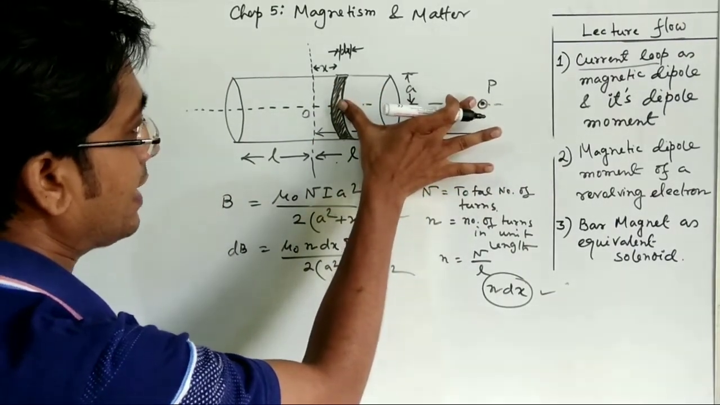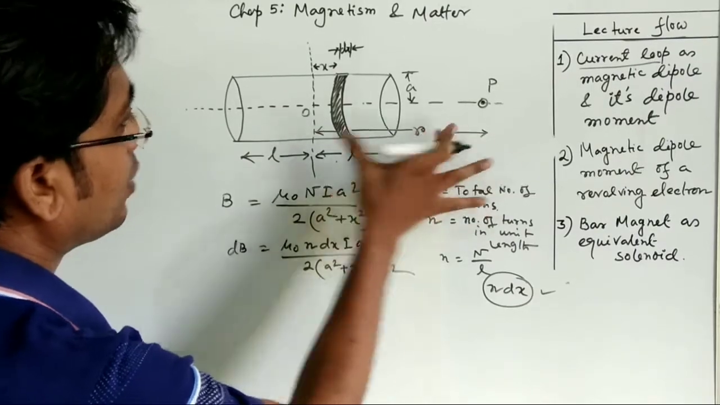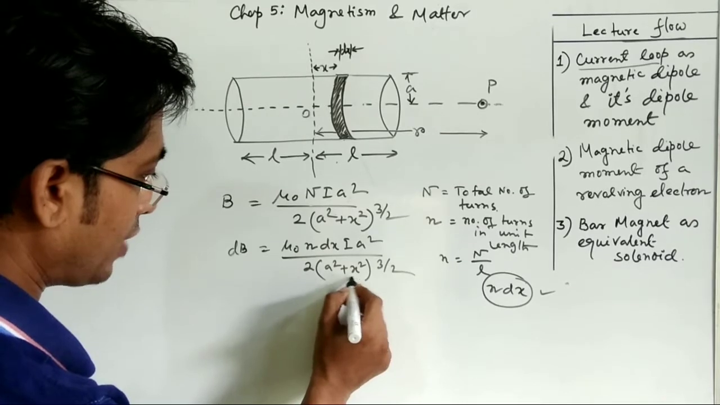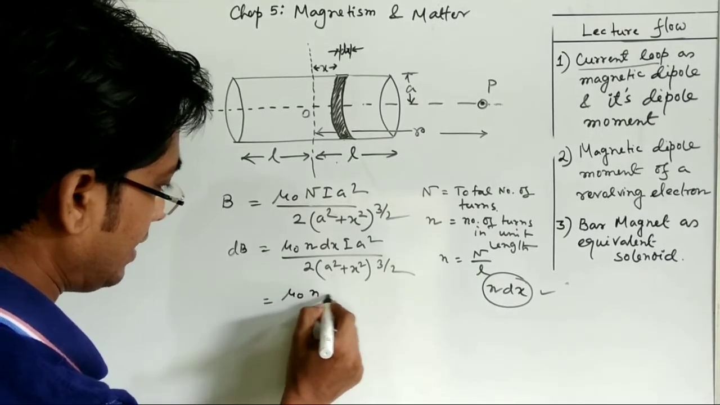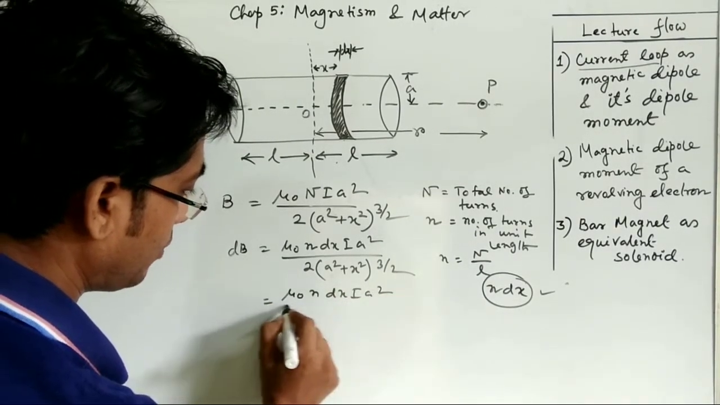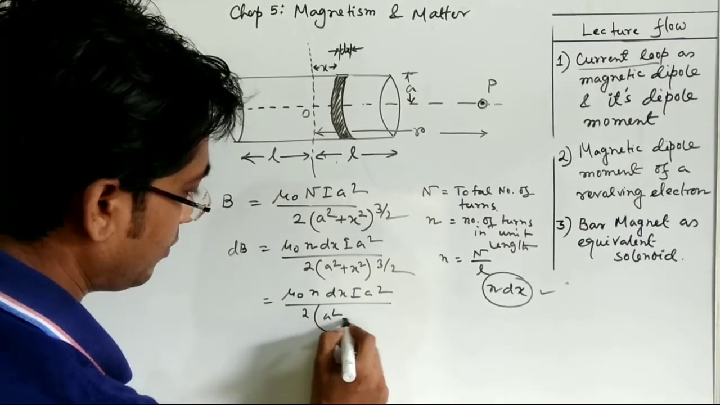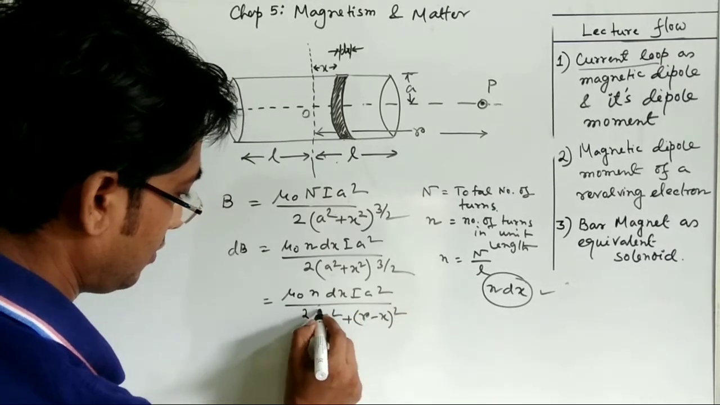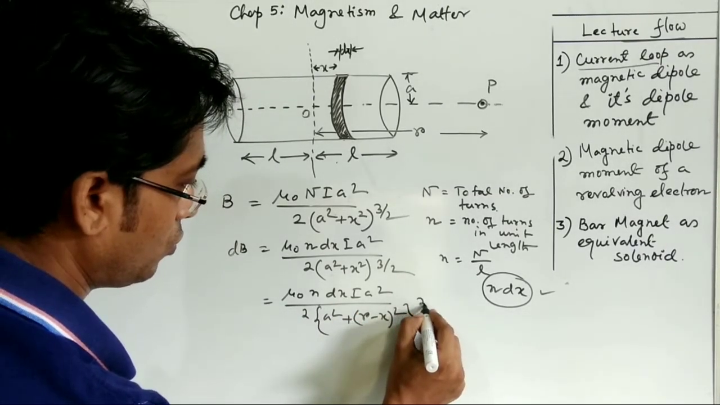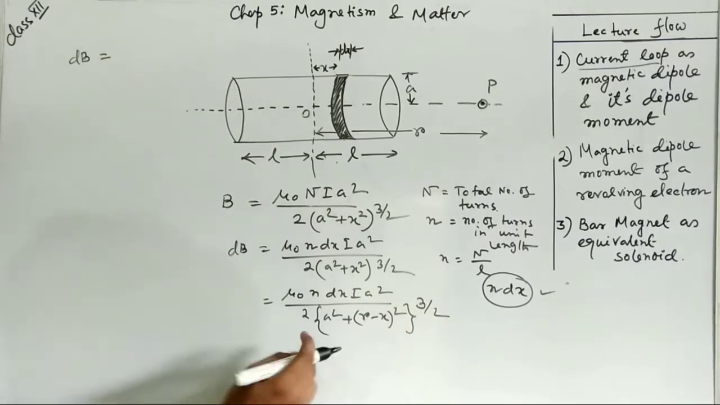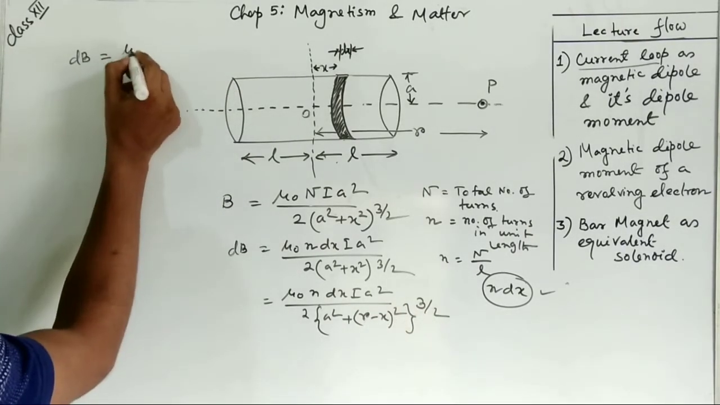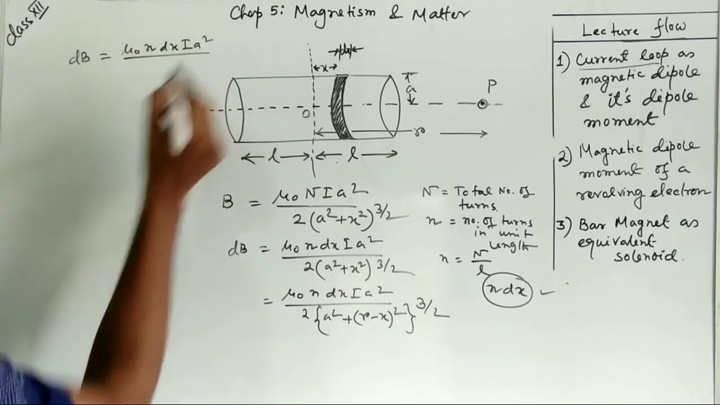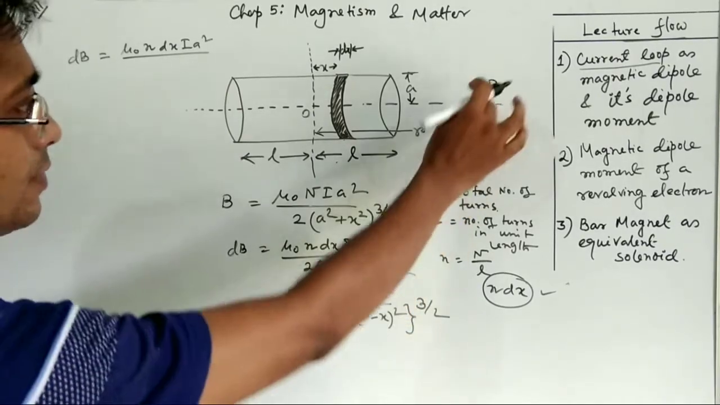This distance is known as x. The total distance is r, so this will be r minus x. So instead of x, we have to write here dB equals mu 0 n dx I a square by 2, a square plus r minus x whole square, to the power 3 by 2.